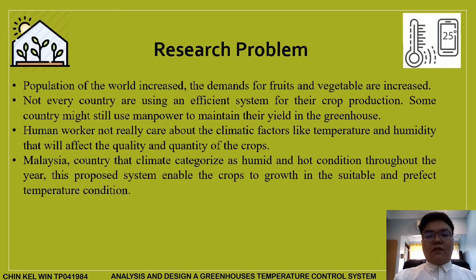The problem is that human workers do not really care about climatic factors like temperature and humidity that affect the quality and quantity of the crops. Therefore, an intelligent control system is required to monitor the temperature and these factors. Once the system detects any problem, the user will be notified by the device and the system will immediately take corrective actions. Since Malaysia's climate is categorized as humid and hot throughout the year, the proposed system enables the crop to grow in suitable and perfect temperature conditions, which will benefit the productivity of the crop.